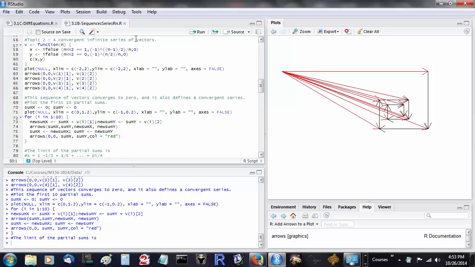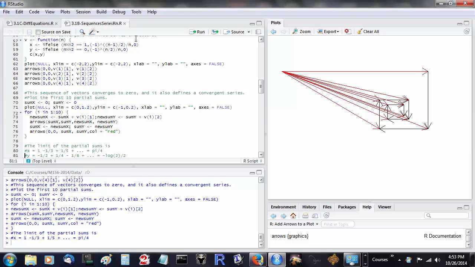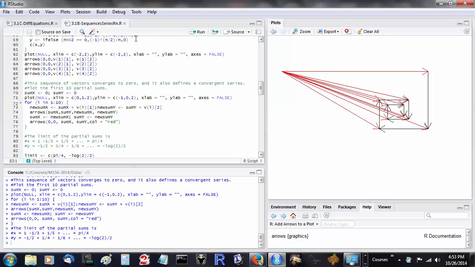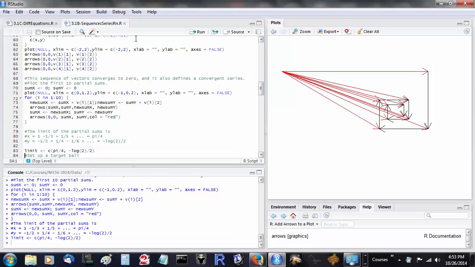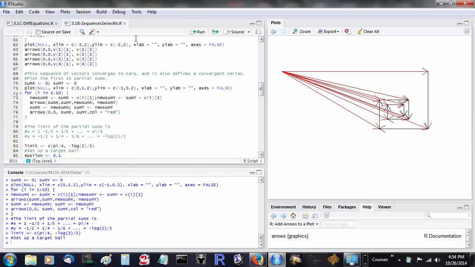And I just happen to know the answer. If I look at the x-coordinates, I get 1 minus a third plus a fifth, which sums to pi over 4. If I look at the y-coordinates, I get minus a half plus a fourth minus a sixth. You might recognize that as half the series that converges to the natural log of 2. And therefore, I expect that the limit is going to be a point whose x-coordinate is pi over 4 and whose y-coordinate is minus log 2 over 2. Or maybe I should have said the limit is a vector, since we're taking partial sums of vectors.